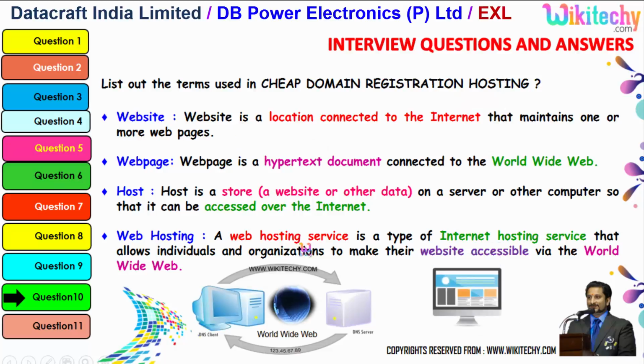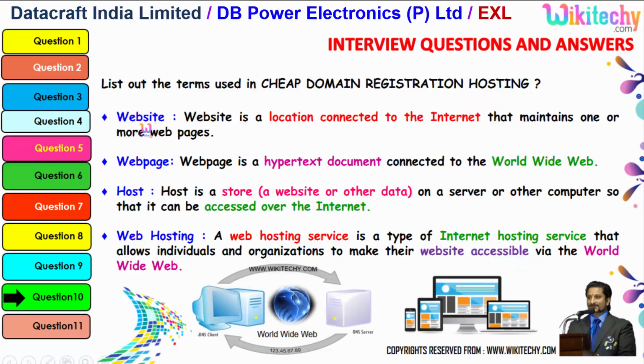Here are simple jargons of domain hosting. Website. A website is the location connected to the internet that maintains one or more web pages, like Wikidigi.com. What do you mean by web page? A web page is a hypertext document, an HTML document connected to the World Wide Web. Host. A host is a store on your server or other computer so that it can be accessed over the internet.